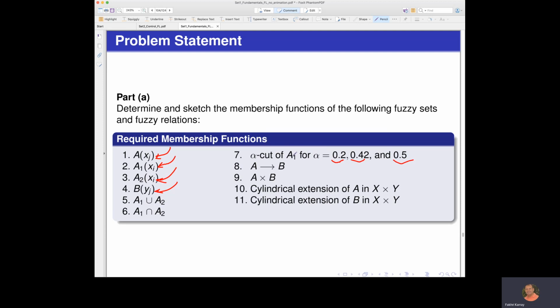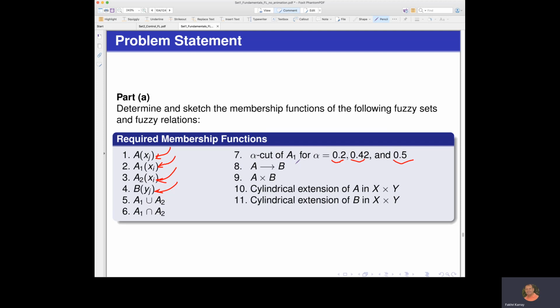What is the alpha cut for the values of alpha equal to 0.2, 0.42, and 0.5? What is the alpha cut of a discrete set in this particular type of representation? What does that mean, and what is the membership function of this type of alpha cut? So we are going to define all this type of representation.